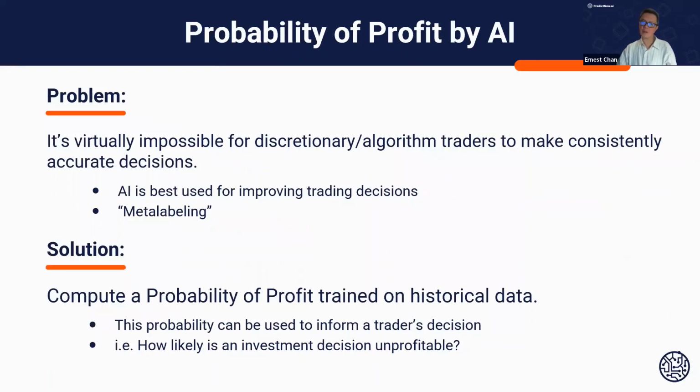So let me first introduce the three main products that we offer and how the three advances, you might say, in machine learning to trading and finance and then specifically to crypto. The first idea that we have found to be very useful and exciting is the calculation of probability of profit by AI.